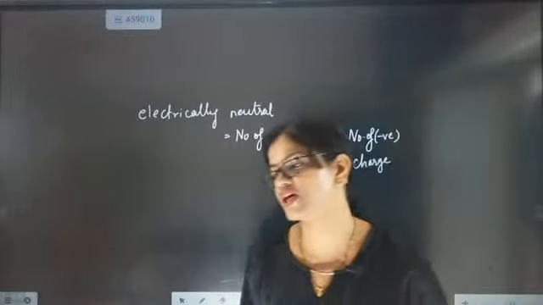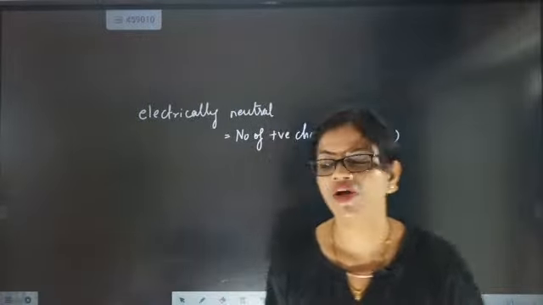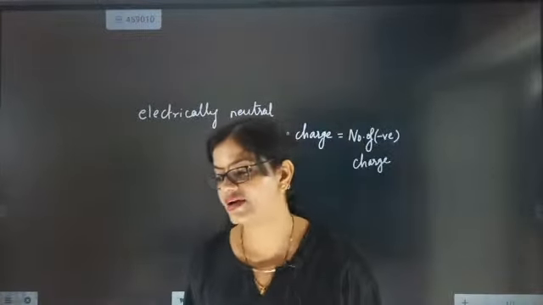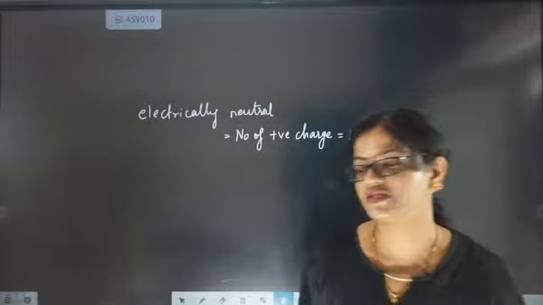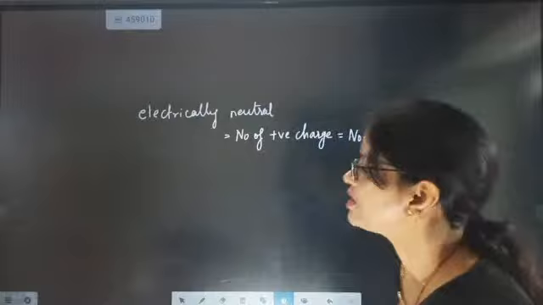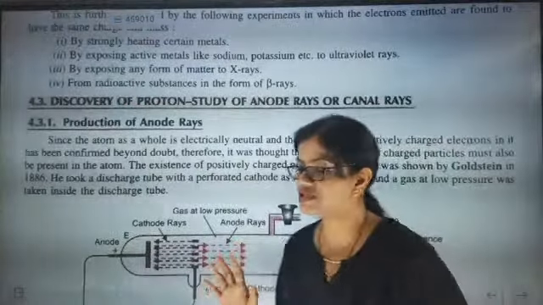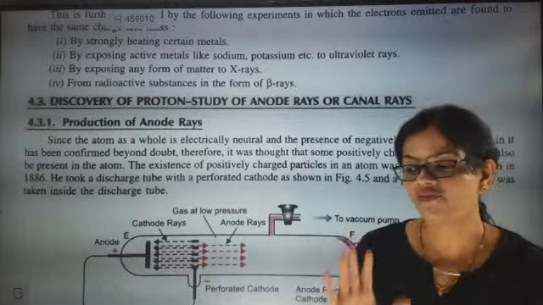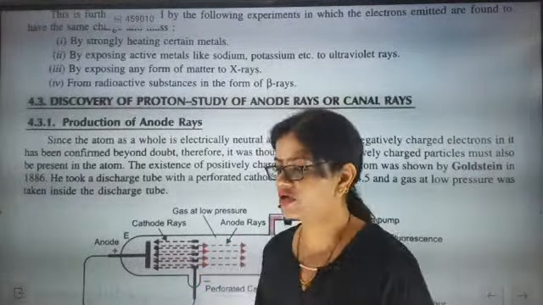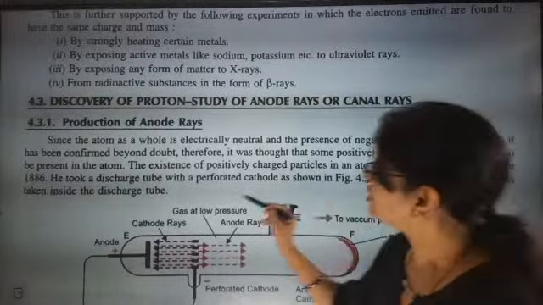The number of positive charges equals the number of negative charges, and that is the meaning of electrical neutrality. Before the discovery of the proton, it was known that every atom is electrically neutral.